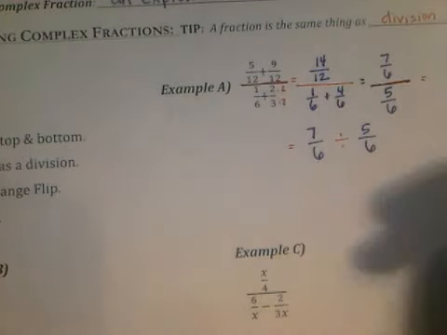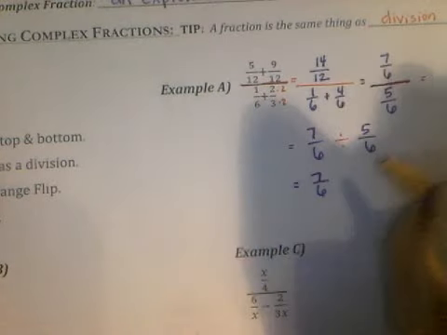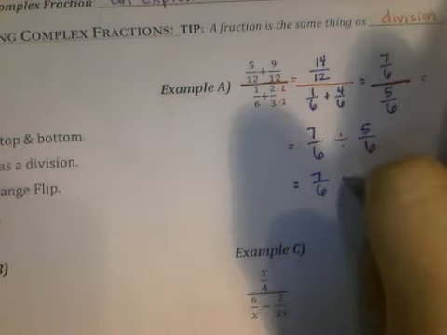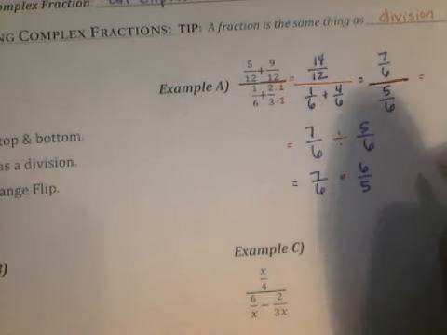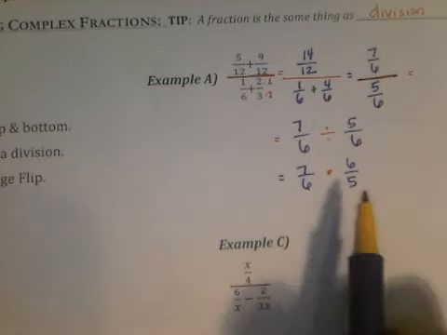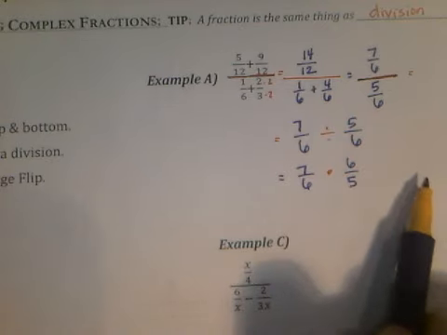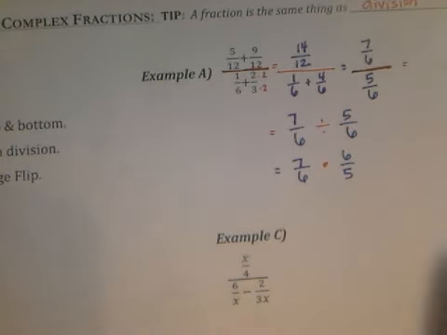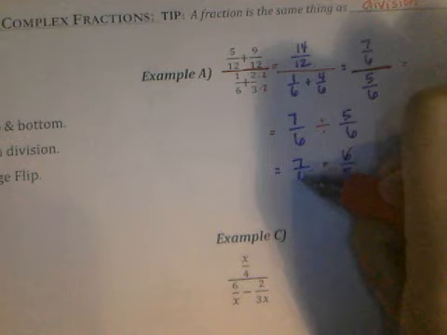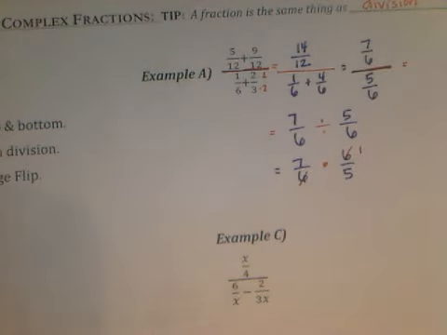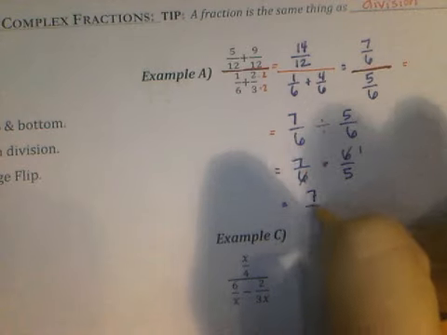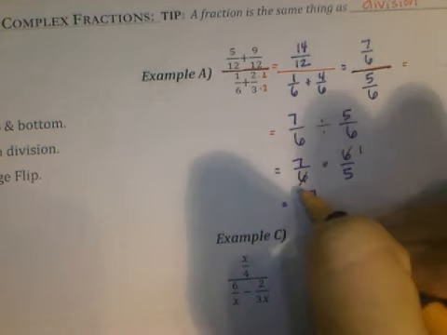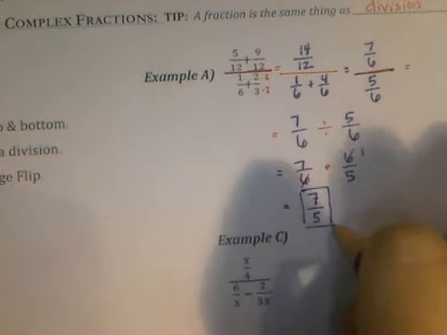Okay, but this is an easy problem now. You keep the front, change division to multiplication, and flip the back. At this point, I have two options. I could multiply straight across and then simplify, or I can recognize that 6 over 6 divides to equal a positive 1, and so really what I'm going to get is 7 times 1, which is 7, over 1 times 5, which is 5. And that's your nice final answer.